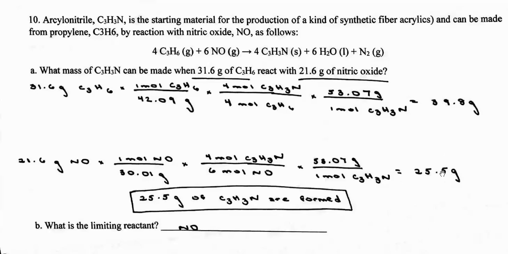So I have two different quantities of product. And if you remember from the s'more activity, if I have one marshmallow but 1,000 graham crackers, even though I have 1,000 graham crackers, I unfortunately can only make one s'more, because then I run out of my marshmallows, which are my limiting reactant. So in this problem, even though I could have made 39.8 grams of C3H3N based on the amount of C3H6 I started with, since I can only make 25.5 grams of C3H3N with my NO, that's how much is going to be produced, because after that point I run out of NO. So I'm going to only make 25.5 grams of C3H3N, and my limiting reactant is NO because I run out of it.